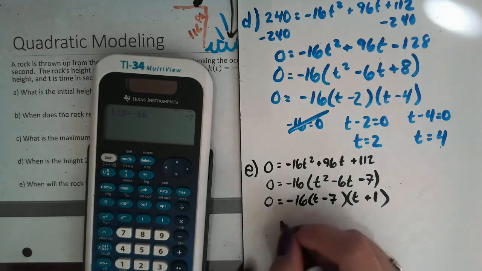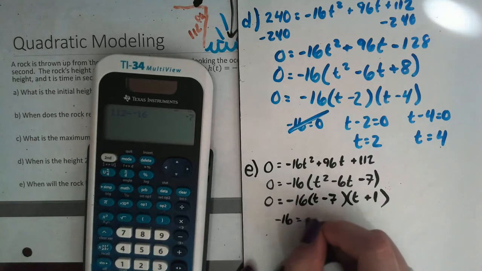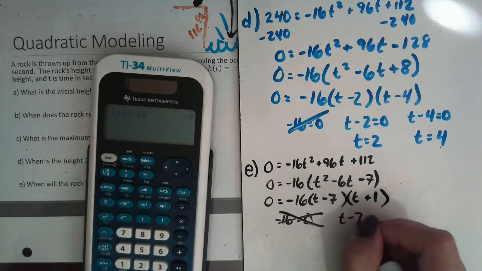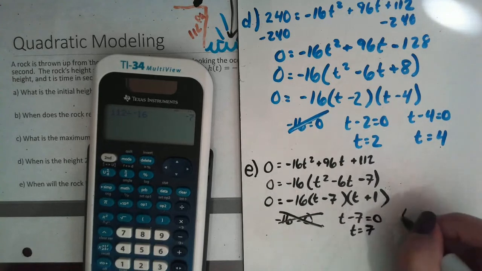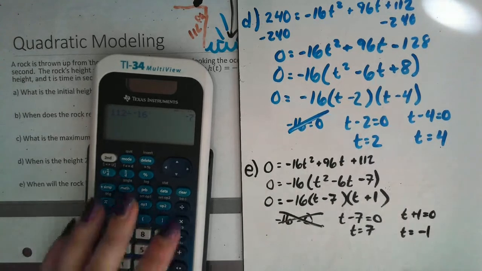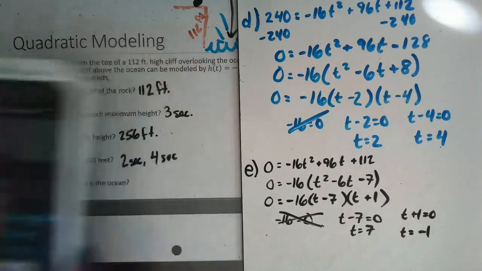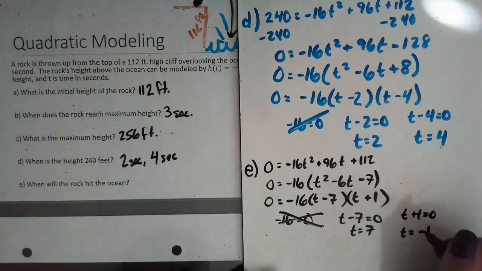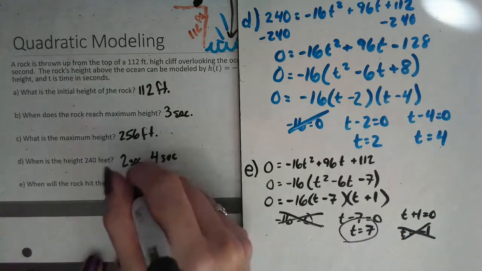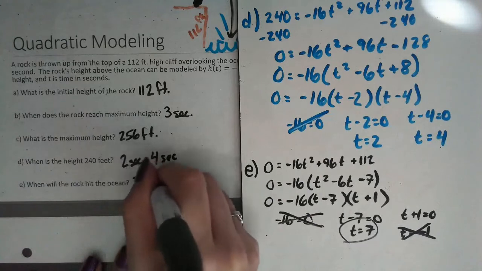Then I just use my zero product principle. Either negative 16 equals 0, which it doesn't, or t minus 7 equals 0, meaning t equals a positive 7, or t plus 1 equals 0, which means t equals a negative 1. Well, in this world, we don't go back in time, so we can't have a negative time. That leaves us with t equals 7. So the rock will hit the ocean after 7 seconds.